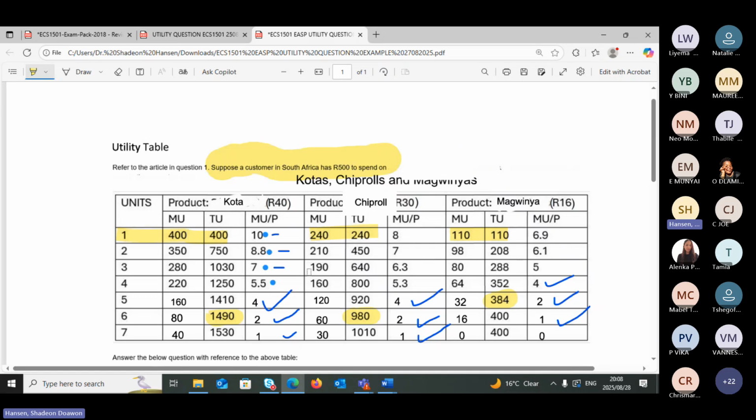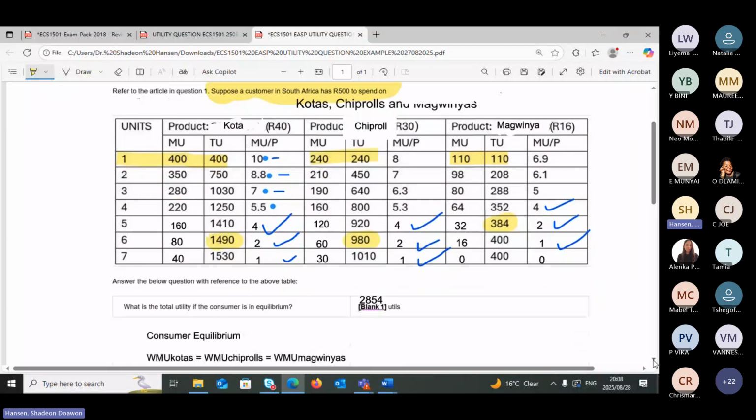Are we together, students? That is basically what you are seeing in this table for quotas, for Chiprels, as well as for Maguinhas. Now, the question says, what is the total utility when the consumer is in equilibrium?